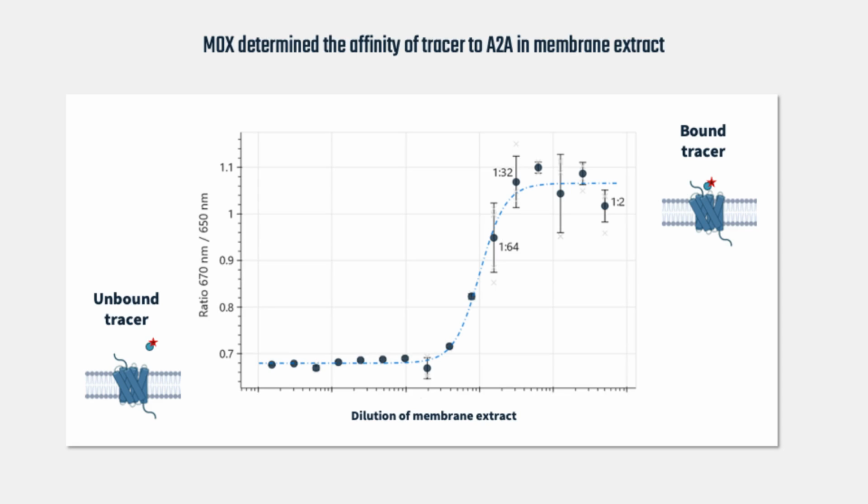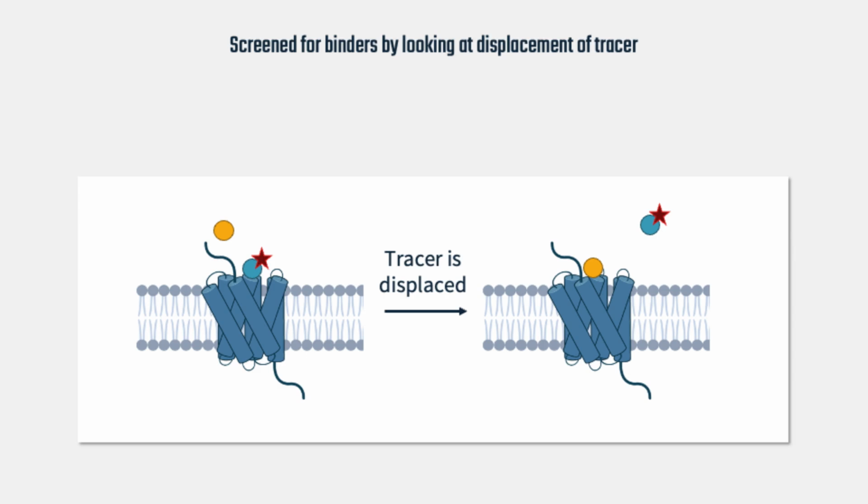So once we knew that there was a nice interaction between the GPCR in the membrane extract and the tracer, we then had to measure the interaction between the GPCR and the different compounds. To do that, we performed a competition assay where a constant concentration of the GPCR and the tracer together were titrated against increasing concentrations of the compound of interest, represented here in yellow.